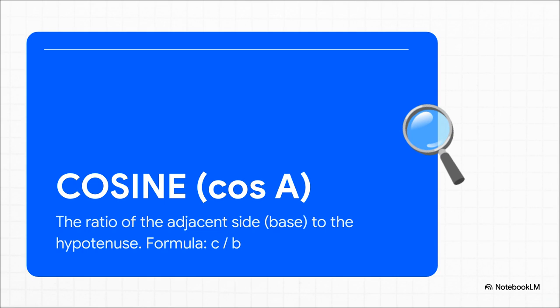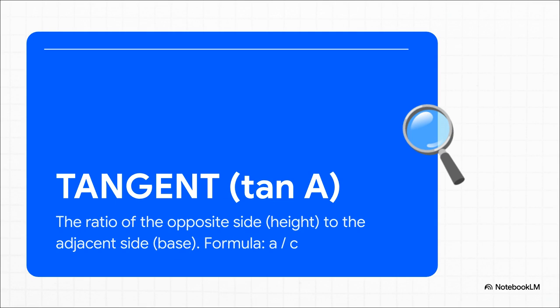Next up is cosine, or cos. This time, it's the ratio of the side adjacent to our angle, the base, to the hypotenuse. So, again, from angle A's point of view, that's the side right next to it, c, divided by that long hypotenuse, b. And our third and final ratio is tangent, or tan. This one's a little different because it only deals with the 2 shorter sides. It's the opposite side divided by the adjacent side, so height over base, or a over c. And there you have it. That's the secret. Sine, cosine, and tangent are just these predictable fractions that tell you everything about a triangle's proportions.